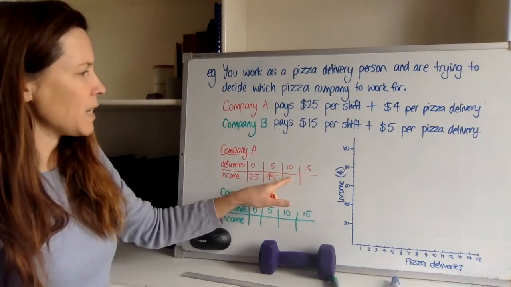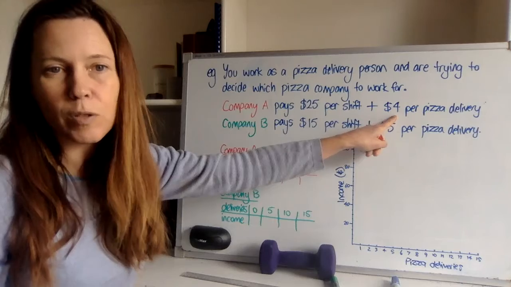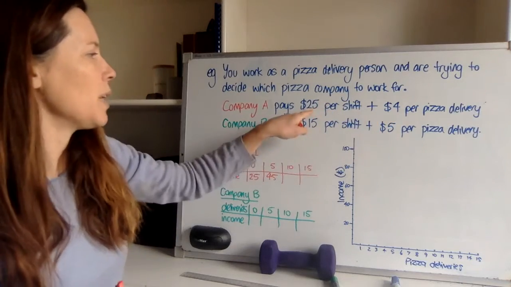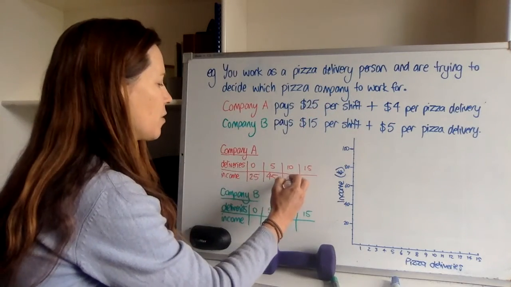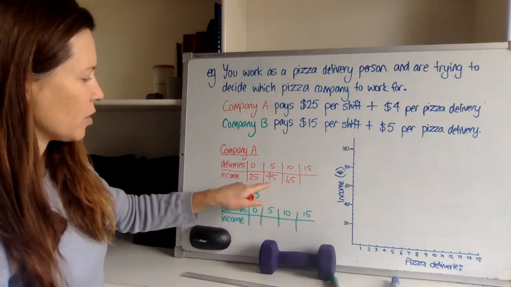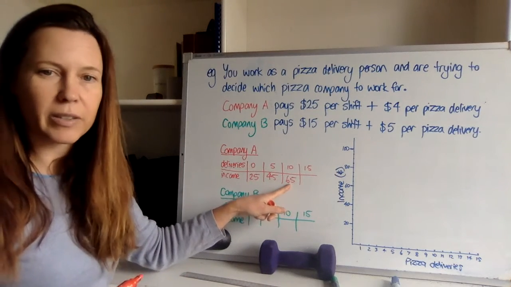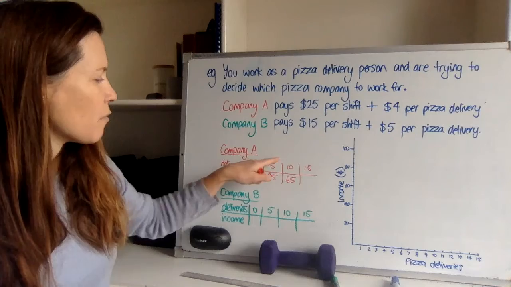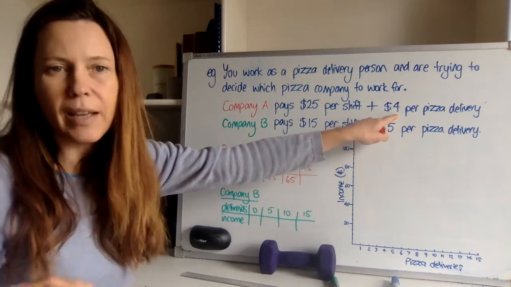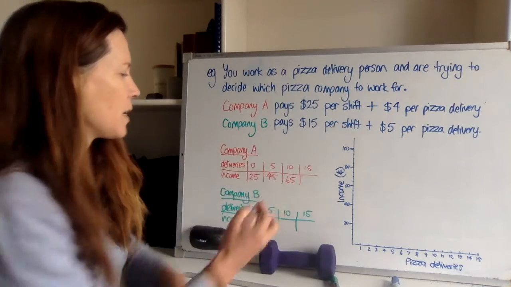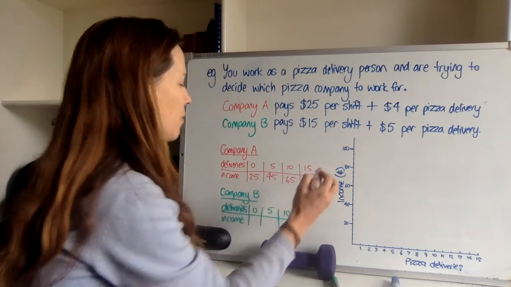All right, what if we make 10 deliveries? 10 fours, 40, plus our $25, that's $65. Can you see a pattern here? It looks like it's going up by $20, doesn't it? And that makes sense because I'm making 5 more deliveries each time, and that's another $20. So I can see here that my next one, I'm going to make $85.